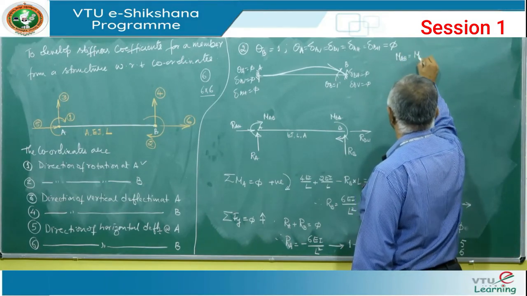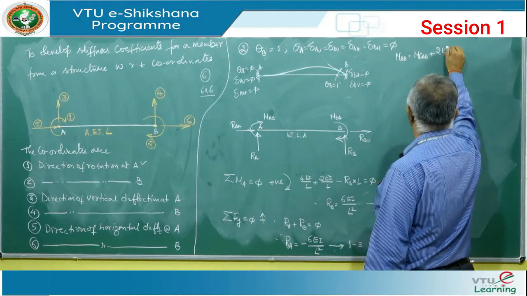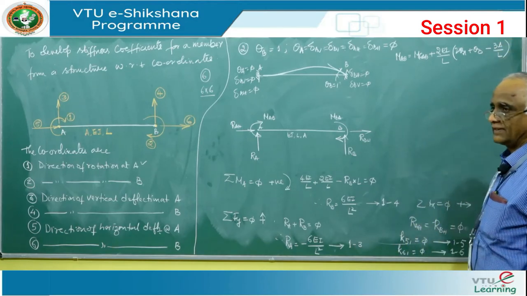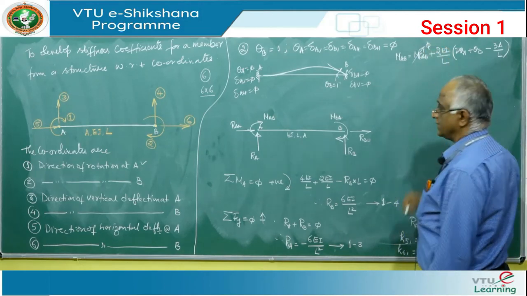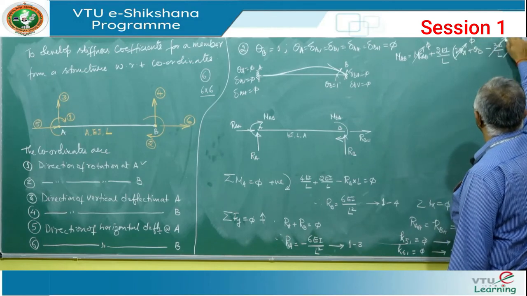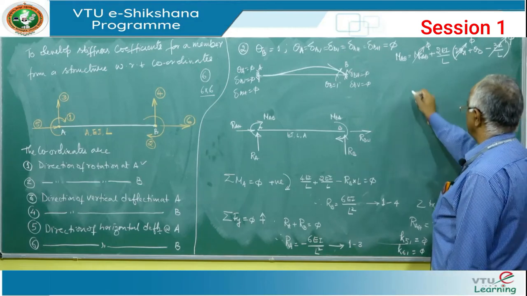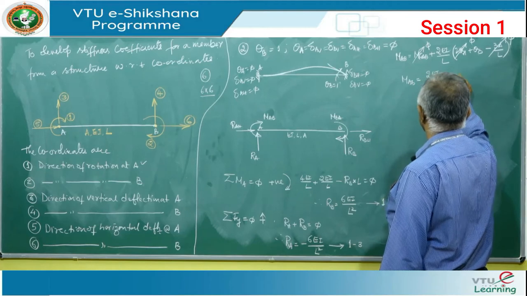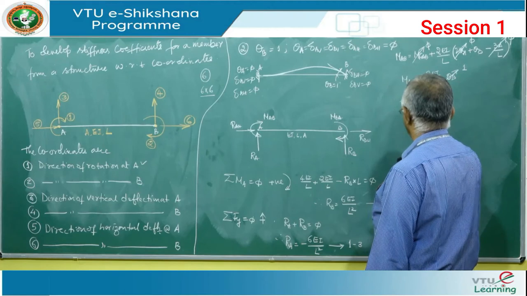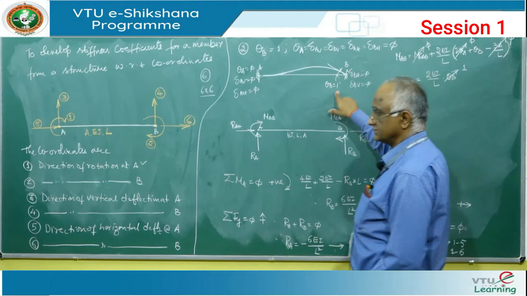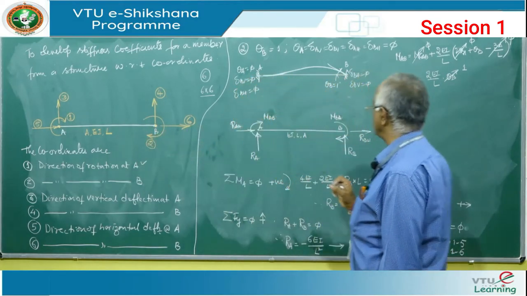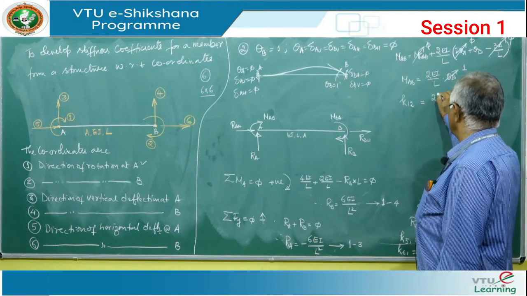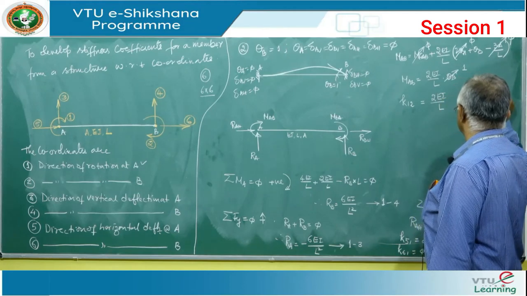Let me write MAB, MFAB plus 2EI by L into 2 theta A plus theta B minus 3 delta by L. Same condition, no applied load, so MFAB is 0, theta A is 0, and no vertical displacement, sinking or settlement, it is also 0. So what is the equation now? MAB will be equal to 2EI by L into theta B. Once we give this as 1, this becomes K12. Where I have applied the unit rotation, along the coordinate 2, that will be your second subscript. The first one, where you are measuring the force or couple, is your first subscript. K12 will be equal to 2EI by L. That will be your equation 2-1.